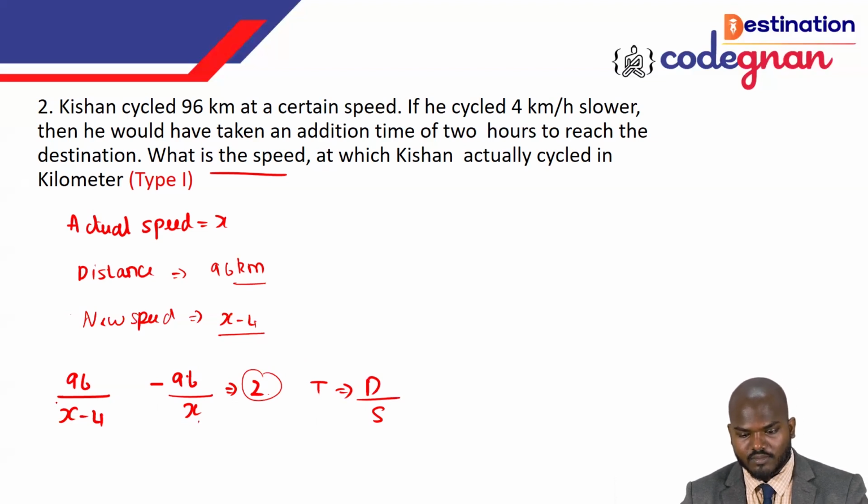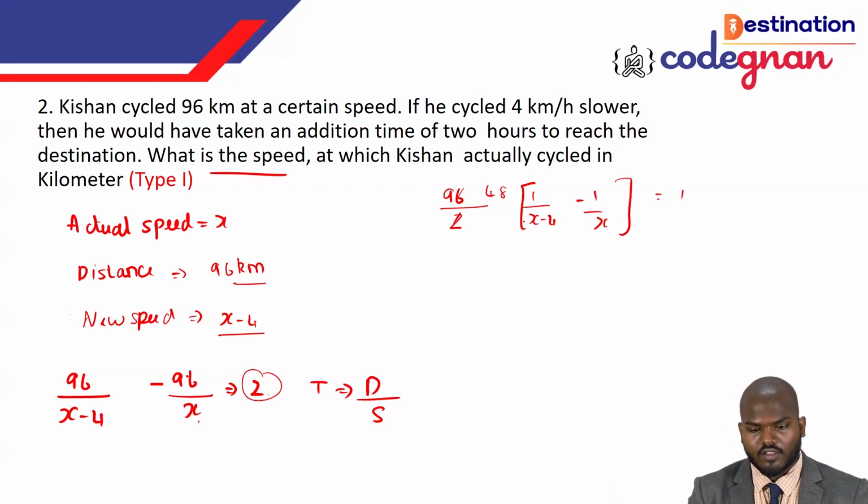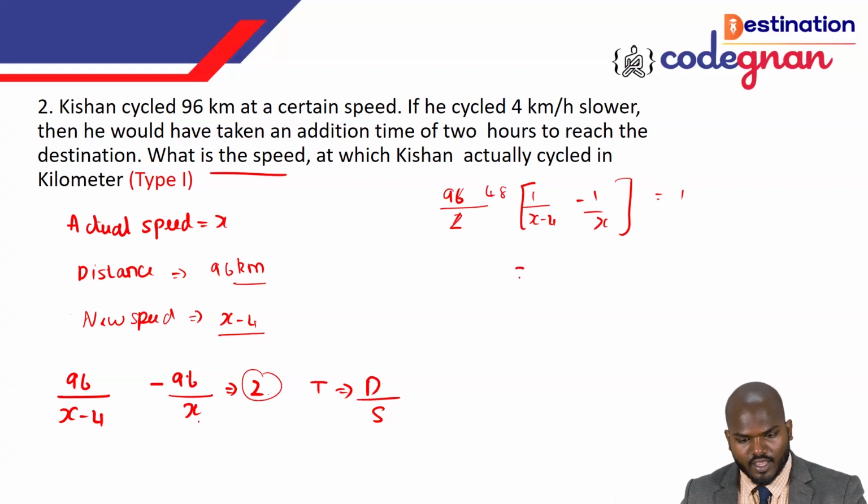If you're taking the LCM, guys, you see this one, I'm taking the 96 as common. If I take 96 common and 2 keeping here, it will give the value 48 probably. And you see this one, I'll have x minus 4 and minus 1 by x is equal to 1. So I just want to take the value of the denominator into the multiplication here. So that will give you x minus x plus 4.